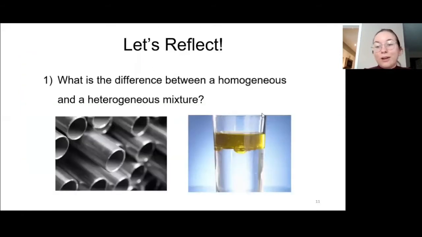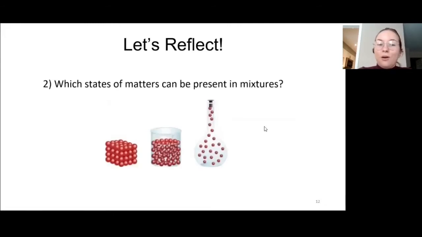So now that we've gone over the material, I'll just be asking you a few review questions. First, what is the difference between a homogeneous and a heterogeneous mixture? If you're not sure, or if you need a refresher, I suggest that you go back in the video. But feel free to pause the video to think about each of the questions I will be going over. And there's a hint on each slide to help you out. Now, my second question is, which states of matter can be present in mixtures?